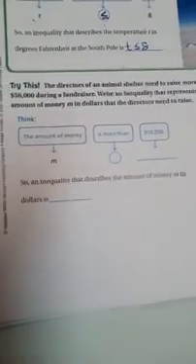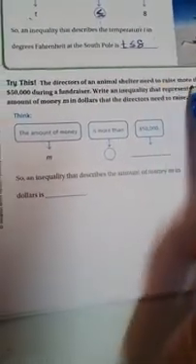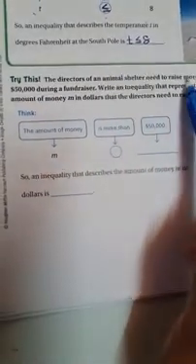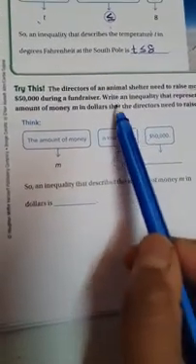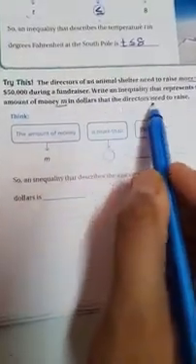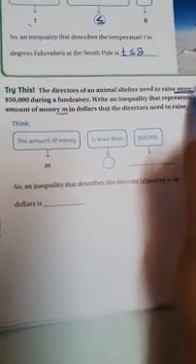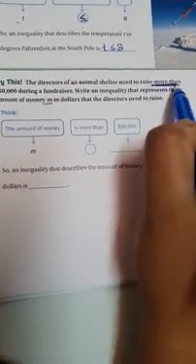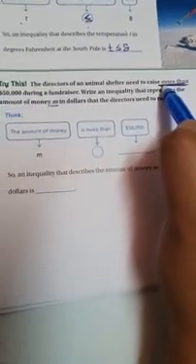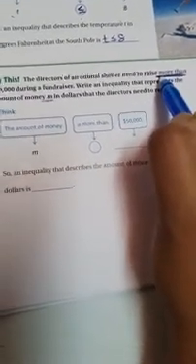The directors of an animal shelter need to raise more than 50,000 during a fundraiser. So more than. Okay, write an inequality that represents the amount of money M in dollars that the directors need. So which symbol are you going to be using here? Which sign are you going to use? More than. This is why you have to read the question slowly and underline the important words.